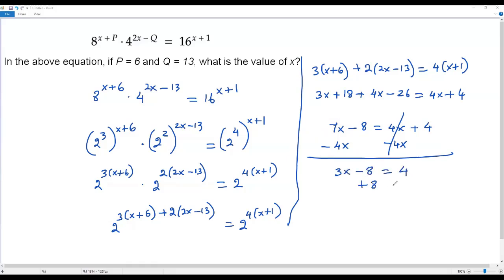Now let me add 8 to both sides to get rid of the negative 8. The negative 8 and positive 8 cancel. I'm getting 3x equals 12. To solve for x, I have to divide both sides by 3, to get rid of this 3. When I divide both sides by 3, the 3 cancels. I'm getting x equals, when I divide 12 by 3, 4. I have solved for x in the given exponential equation. So the value of x is 4.